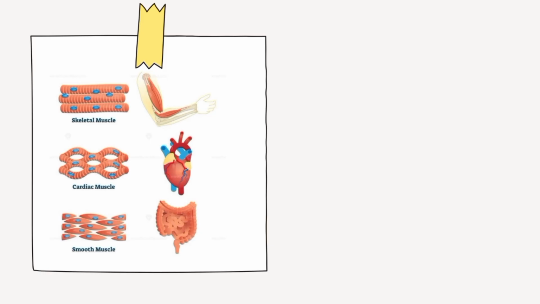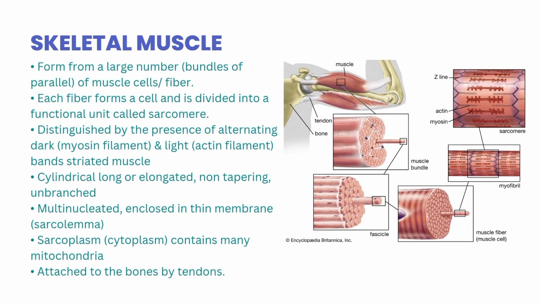So this is a diagram of skeletal muscle, cardiac muscle, and smooth muscle. Skeletal muscle is formed from a large number of parallel bundles of muscle cells or fibers. Each fiber forms a cell and is divided into functional units called sarcomeres, distinguished by the presence of alternating dark myosin filament and light actin filament bands.